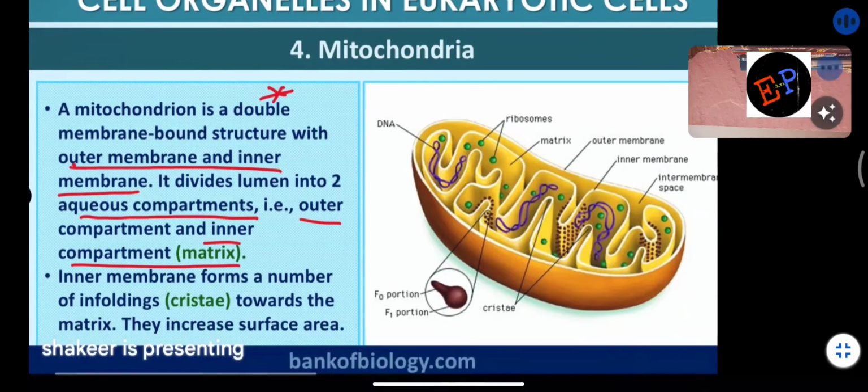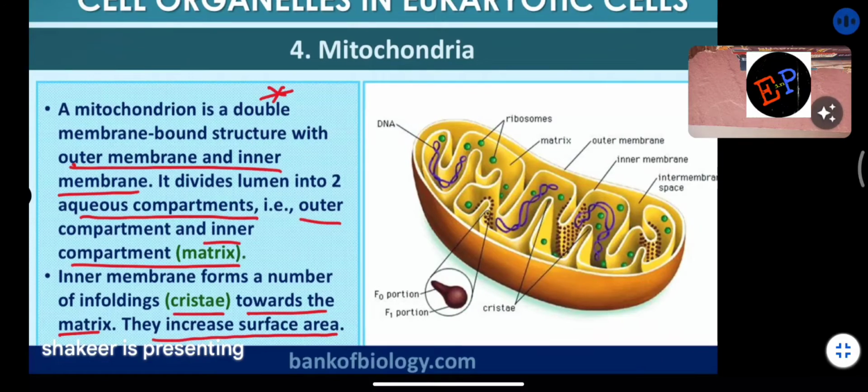The inner membrane forms a number of infoldings which are called cristae. Don't be confused between cisternae and cristae. Cisternae are the structures present in the Golgi apparatus. Cristae are the structures formed in mitochondria. Clear? They are bent towards the matrix. They are responsible for increasing the surface area. Are you able to understand?